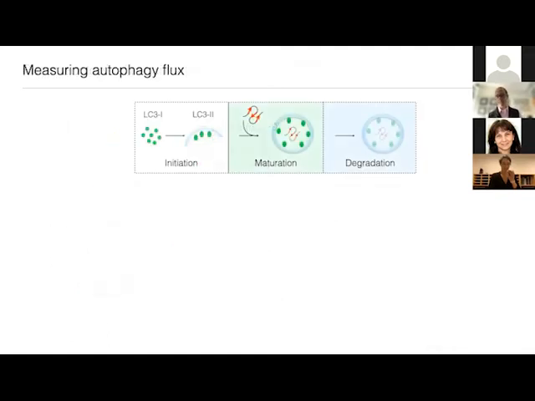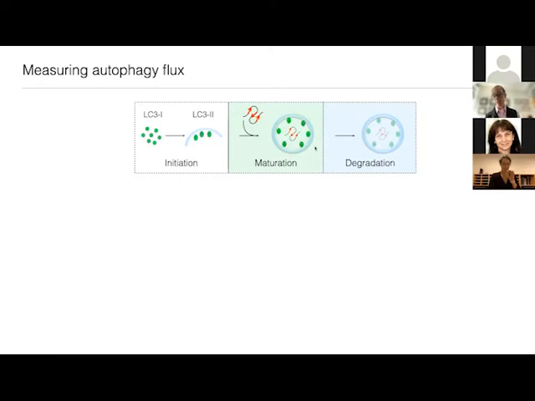Autophagy is a dynamic pathway that can be tricky to assess in a quantitative fashion. This is a very concise outline of the pathway in which developing autophagosomes are decorated with this lipidated protein called LC3. The lipidated version is LC3-2. As they mature, they encapsulate proteins and organelles in the cytosol.